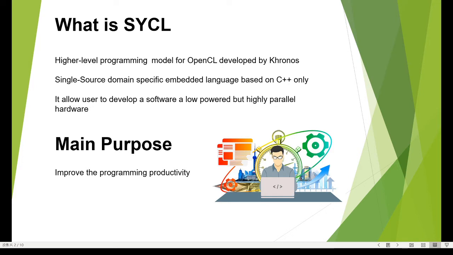Some people may not know what SYCL is, so I will give a brief introduction here. SYCL is a higher level programming model for OpenCL, developed by Khronos. It is a single source domain specific embedded language based on C++. It allows users to develop software for low-powered but highly parallel hardware. One big purpose of SYCL is to improve programming productivity.